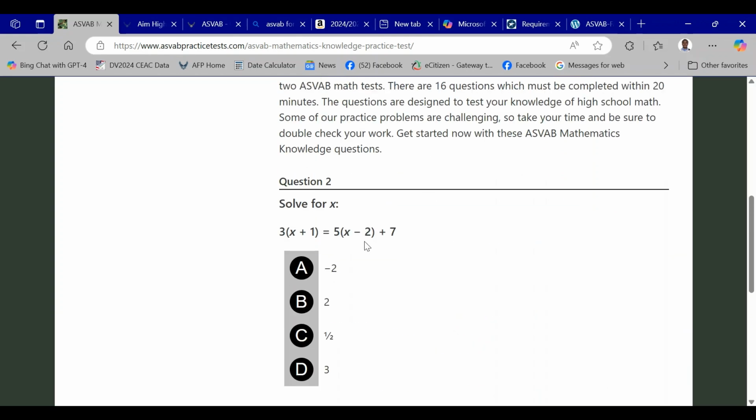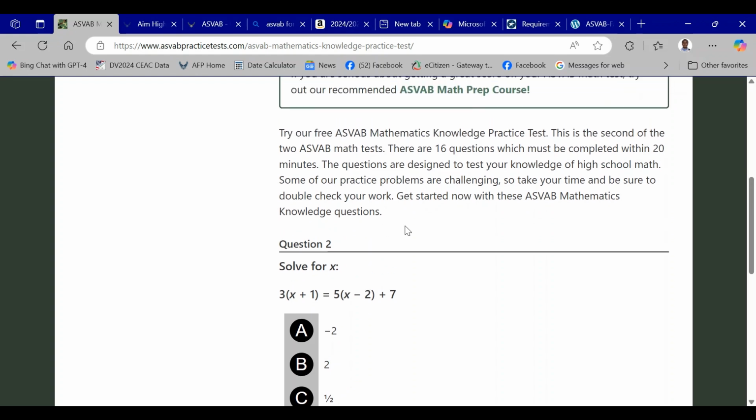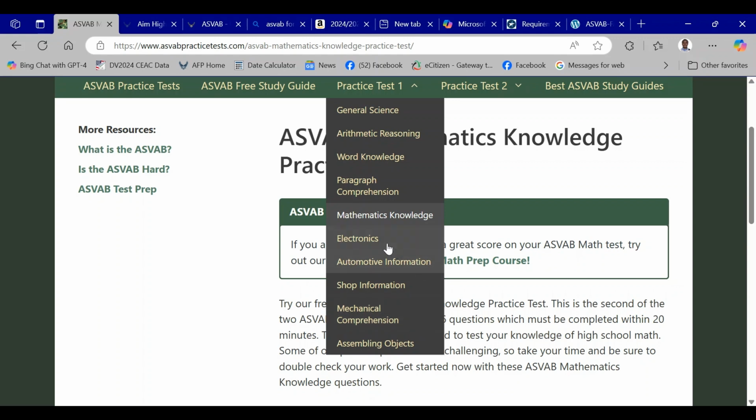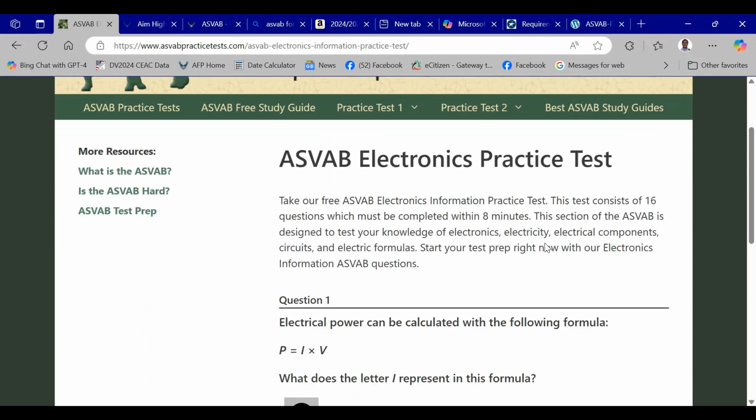This is an equation. You can easily solve this. So hii hesabu ni rahisi. Usiogope. Don't fear this. There is an electronic aspect of it.